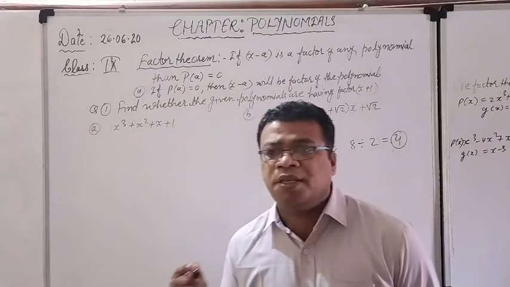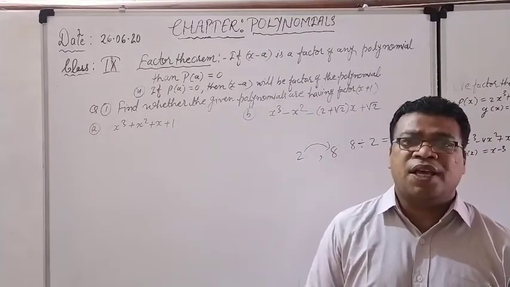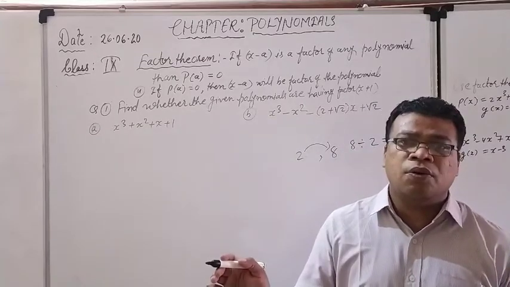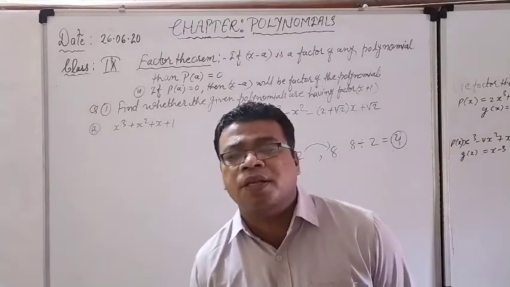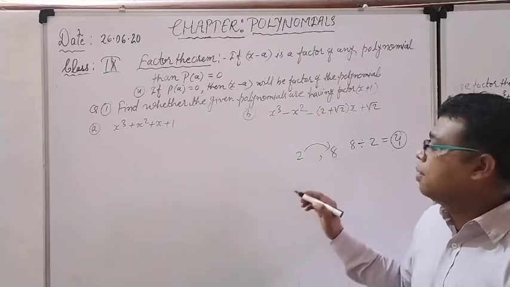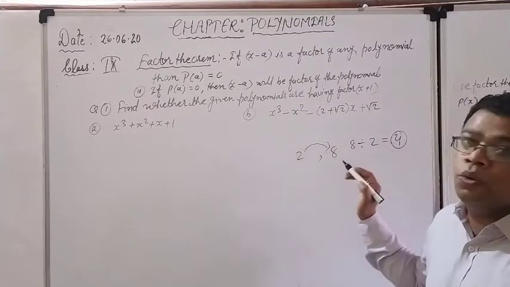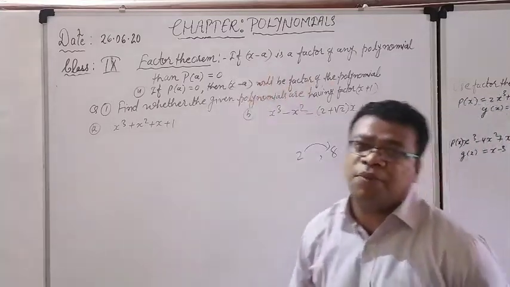So if any number is completely divisible by another number, in such a case we get the remainder 0. Then only can we say that it is a factor of something else. For example, I can say 2 is a factor of 8. Why? Because 8 is completely divisible by 2, and we get the quotient 4. So that is the factor theorem that we can apply here.